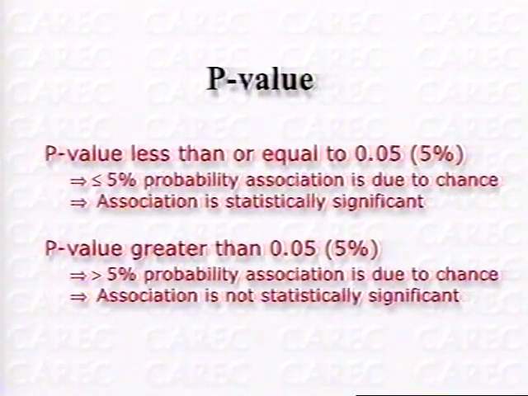If the p-value is greater than 0.05 or 5%, we say that since there is a greater than 5% probability that the association occurred by chance, we're not very sure that the association is real. Then we say that the association is not statistically significant. Remember though, that a statistically significant finding is not absolute confirmation that there is an association. It simply means that it is unlikely that the association occurred by chance.